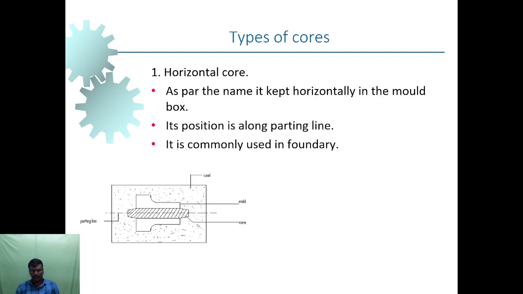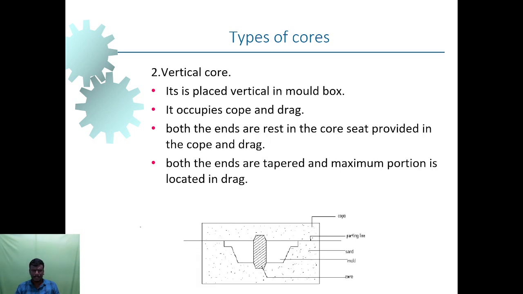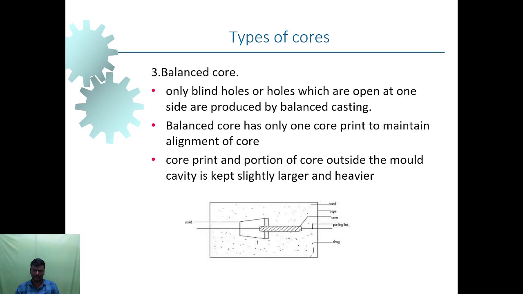First one, the horizontal core. As per the name, it is kept horizontally in the mold box. It is positioned along the parting line. It is commonly used in foundry. Next, the type of core is vertical core. It is placed vertically in the mold box and it occupies cope and drag. Both the ends rest in the core seats provided in the cope and drag. Both the ends are tapered and the maximum portion is located in the drag.